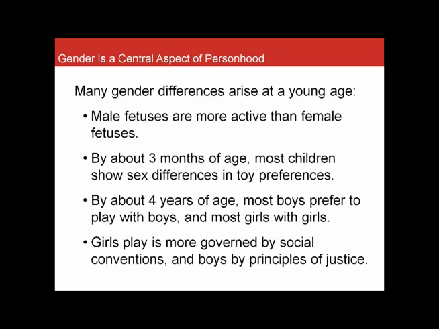Male fetuses are more active in the womb. They're running around more, even at 3 months of age. They show differences in toy preferences. Boys will look at typical boy toys more than girls. They will look at cars and trucks. They will tend to choose those more often. Girls tend to choose dolls. And this is regardless of socialization.